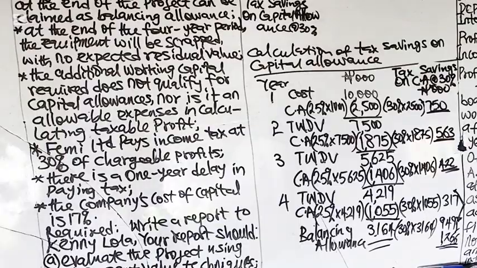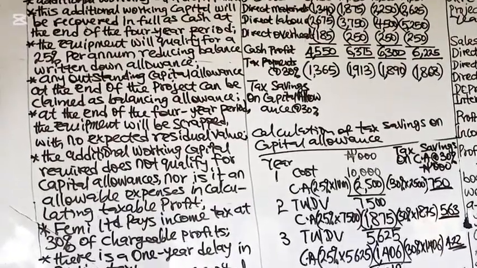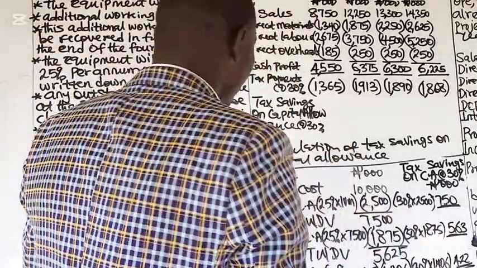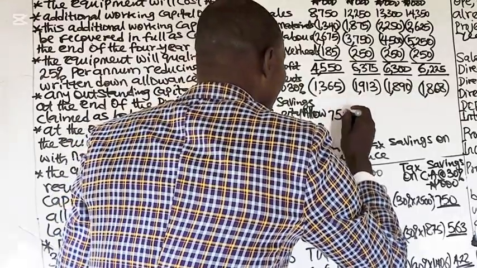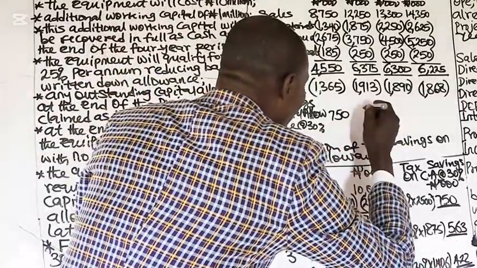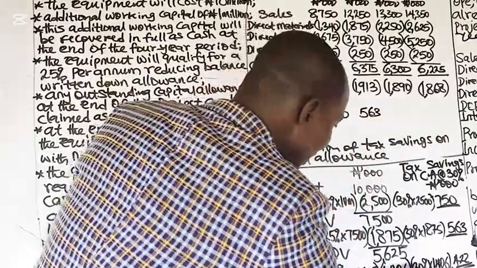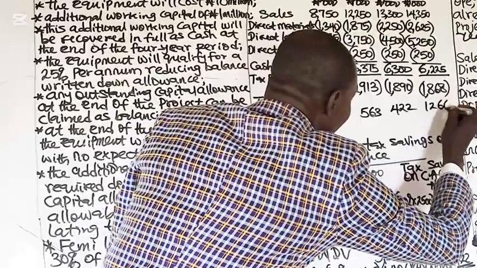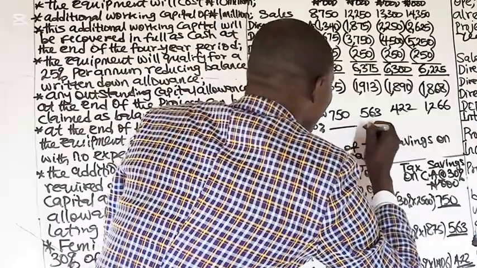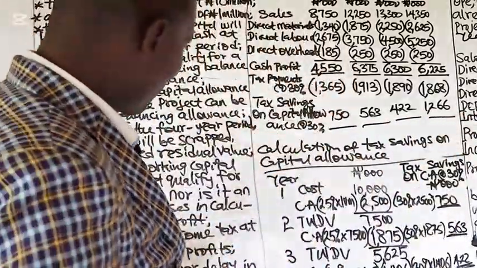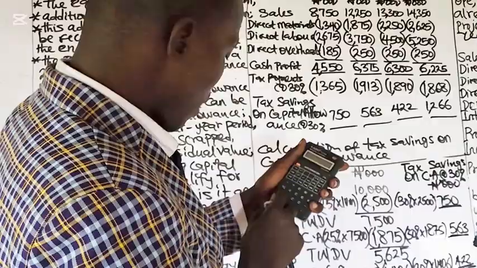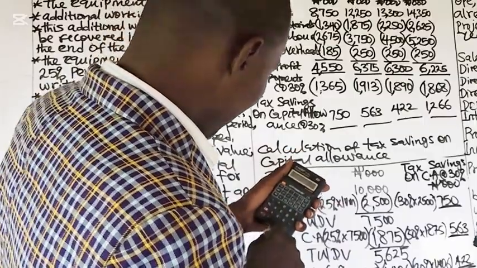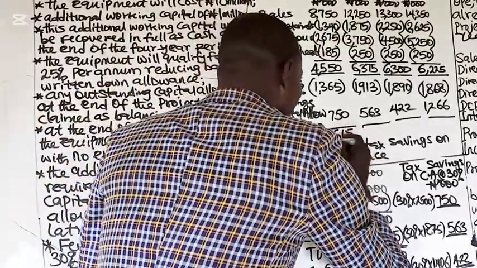Now that we've calculated the capital allowance and the tax savings, in year 1, we have tax savings of 750. That is what we have in year 1, 750. Savings is an inflow. In year 2, you have 563. Then in year 3, you have 422 as the tax savings. In year 4, we have 1266 as calculated. So you can sum up this. Your tax is an outflow. Your tax savings is an inflow. 1365. If you subtract 750 from that, if you net it, you have 615 as the amount of tax payable here.